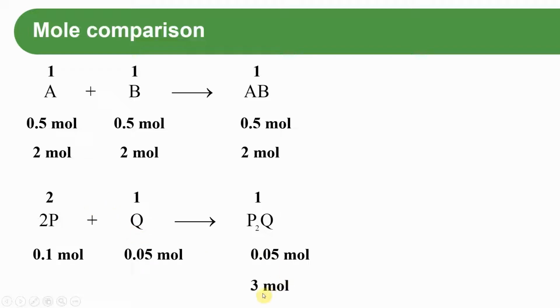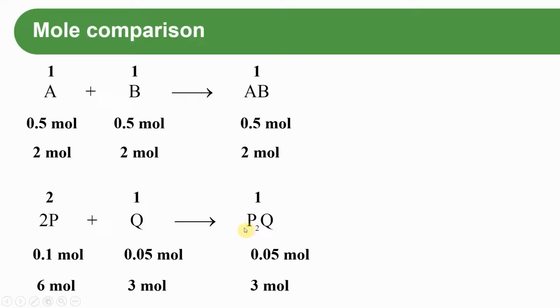So likewise, let's say 3 mole of P2Q is produced. We can trace backwards. So for P, it should be 6 mole because it's 2 times, 2 to 1. For Q, it's the same ratio, so it's 3 mole. So that's how we use the chemical equation to help us to compare the number of mole.